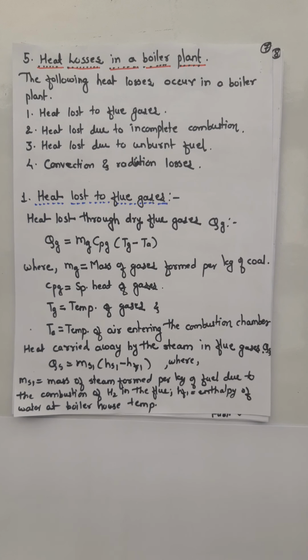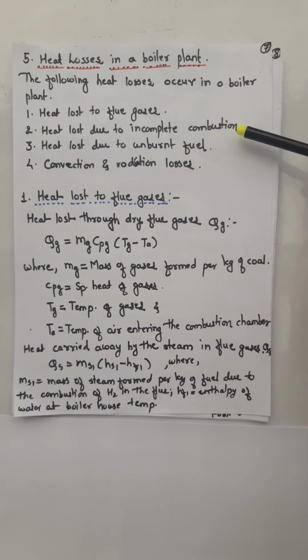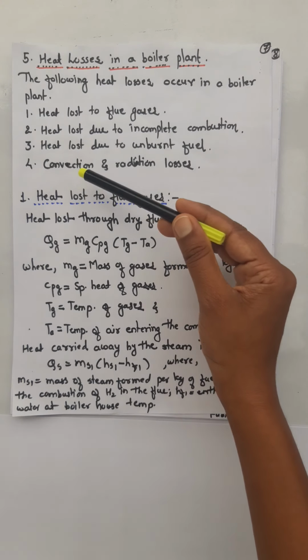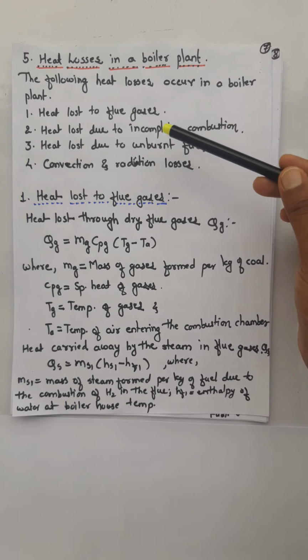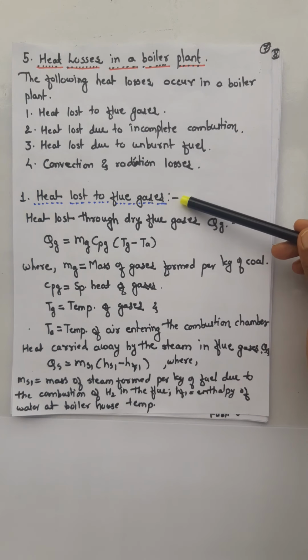The next important parameter for evaluating the boiler efficiency is the different heat losses that are taking place. This also affects the boiler efficiency. Now let's see what are the different heat losses in a boiler plant. There are different heat losses that occur in the boiler plant, such as heat loss due to flue gases, heat loss due to incomplete combustion, heat loss due to unburnt fuel, and heat losses due to convection and radiation. So let's look at all these losses one by one. Heat loss due to flue gases.